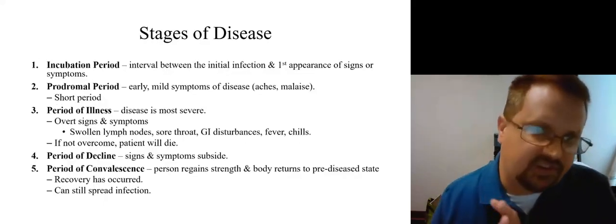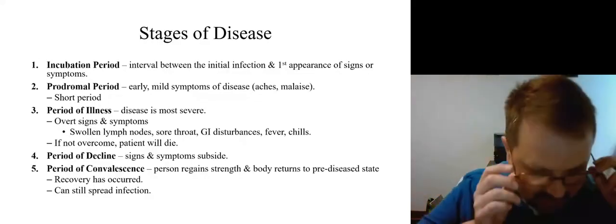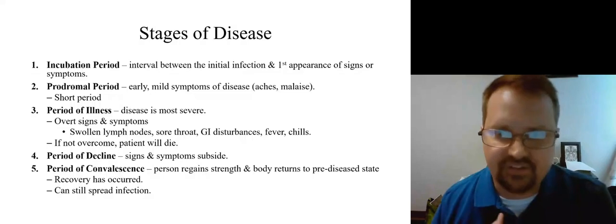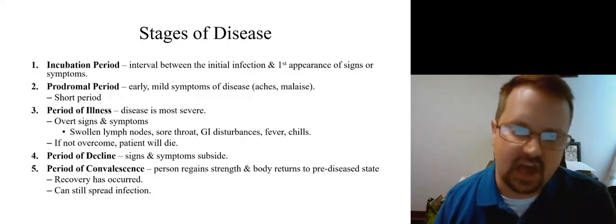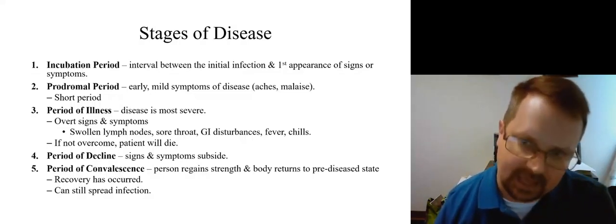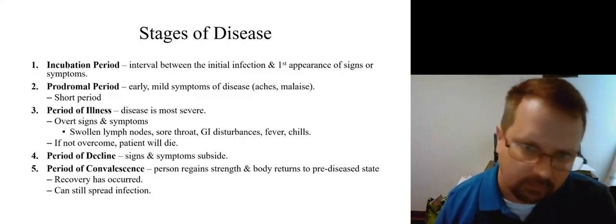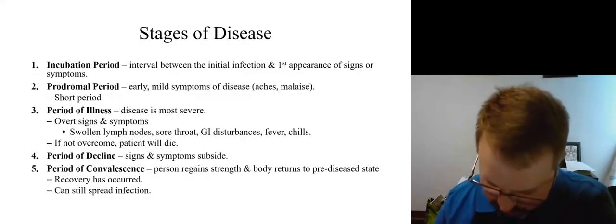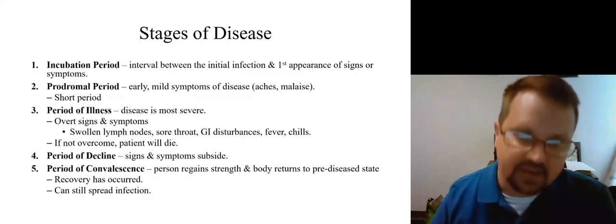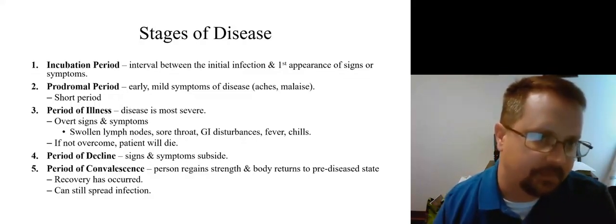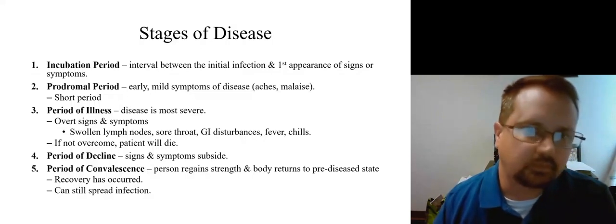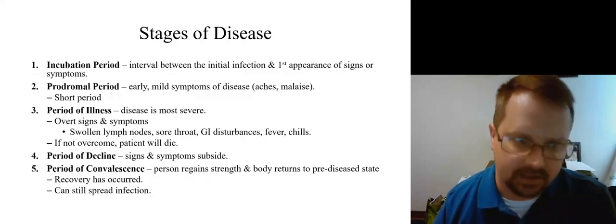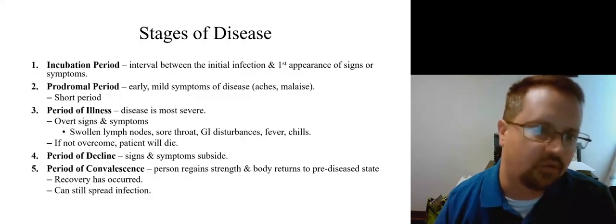Now, we're going to talk about the stages of disease. When you go through a disease, diseases have what's called an incubation period. That's when I got infected, and then the disease has got to grow in the body. It's got to replicate, whether it's bacterial or viral. It's got to replicate until it finally gets enough of it to actually cause symptoms. Okay? And these symptoms start to show up very early on. It's early mild symptoms of the disease, called the prodromal period.